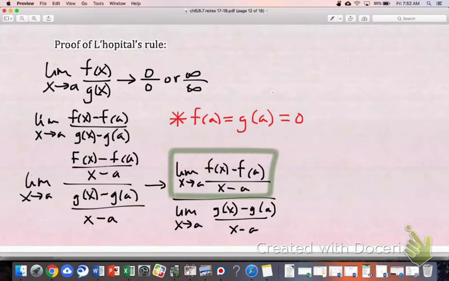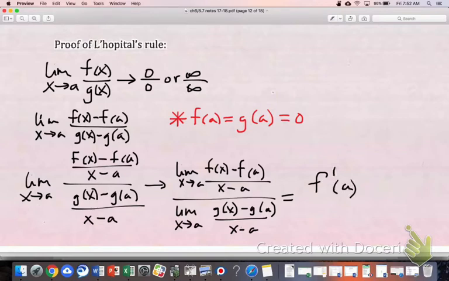Say again? The derivative of x. Yeah, it's the derivative of f evaluated at a. And do you see the same sort of thing in the denominator? It's the definition of the derivative again, except it's for g. So since the numerator is simply the definition of the derivative of f at a, the numerator is equal to f prime of a. And the denominator, for similar reasoning, would be g prime of a.